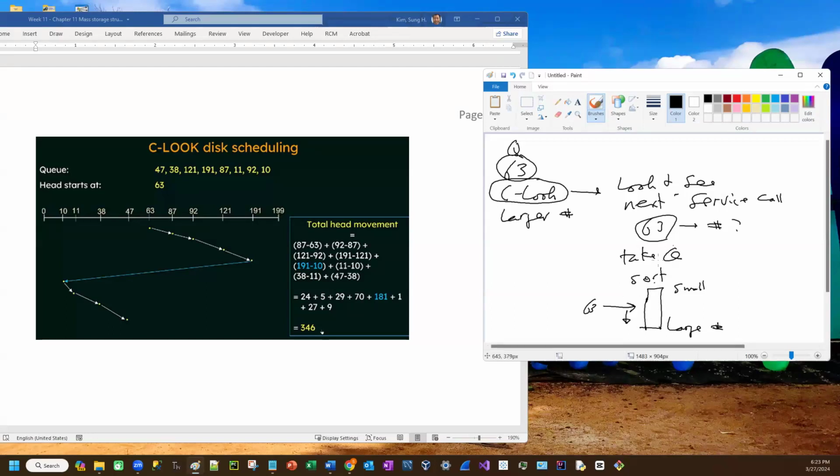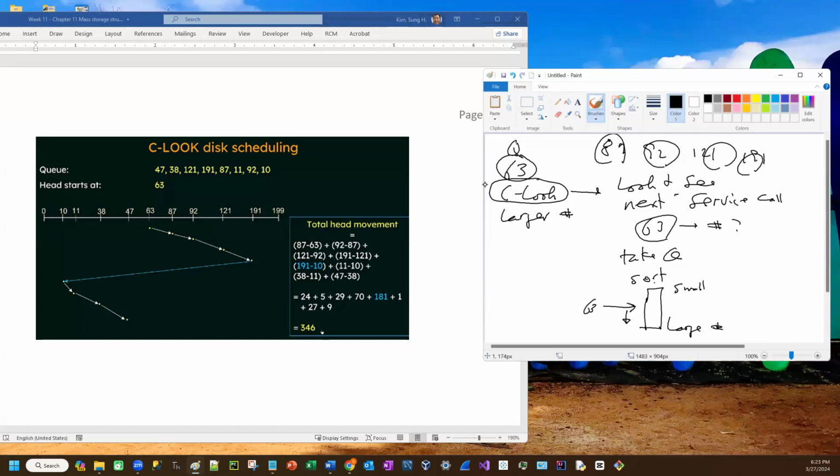So now you have a sorted list. So it'll be 87, 92, 121, and 191. And you service them one by one. And the idea is that you move in only one direction rather than going zigzagging, okay? And whether it's better or not, we'll have to see. So you go through all this to the largest number, which is 191 here.